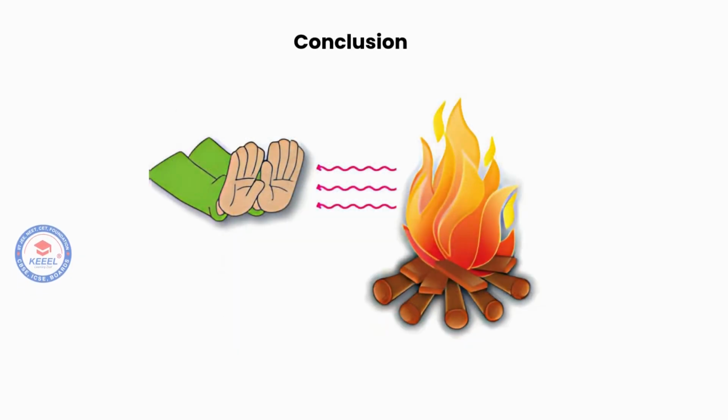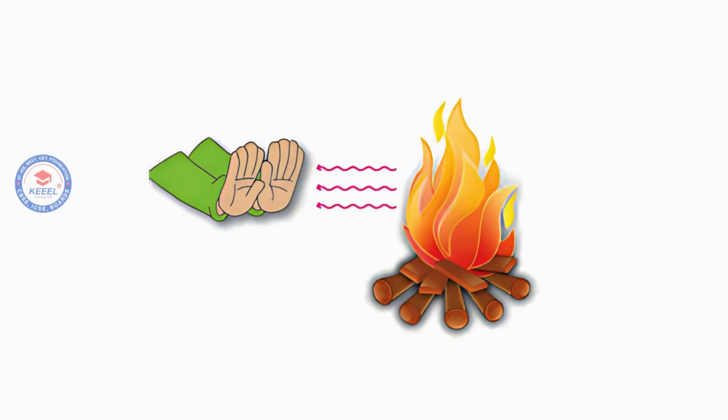Conclusion. Let's review what we have learned. Heat is energy that flows from hot to cold. Temperature tells us how hot or cold something is. Heat travels by conduction, convection, and radiation. Heating causes expansion, and this is useful in many ways. Heat plays an important role in cooking, weather, health, and more. So, students, now when you feel hot, cold, or warm, you'll know science is at work.